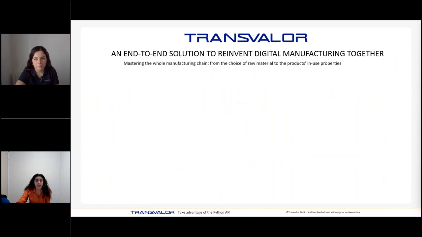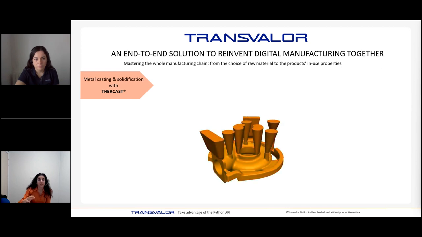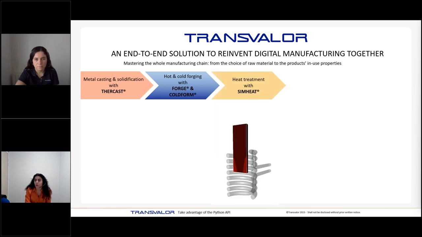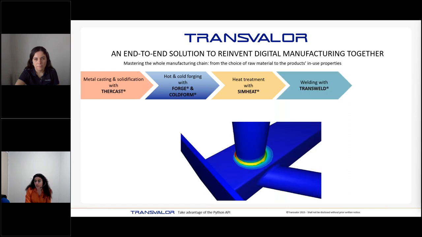Now we will see together the platform. TRANSVALOR has an end-to-end solution platform that helps you manufacture from casting through to fatigue and life cycle management. Here we can see a simulation of casting that has been done, for example, with the software Thercast. We can model, after the casting, if needed, the rolling or the forging. Here we have an example of a crankshaft forging. We can model the heat treatment. For example, here we see the induction heating that has been realized with Thercast. Then several heat treatment simulations can be modeled.